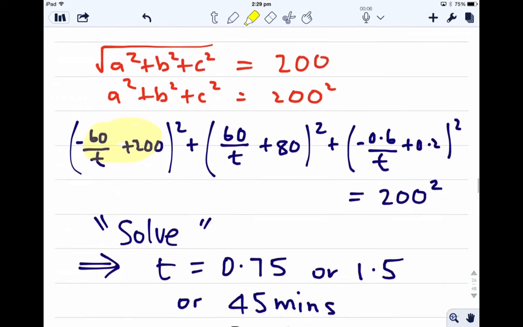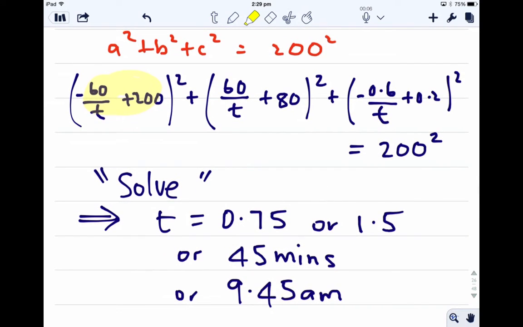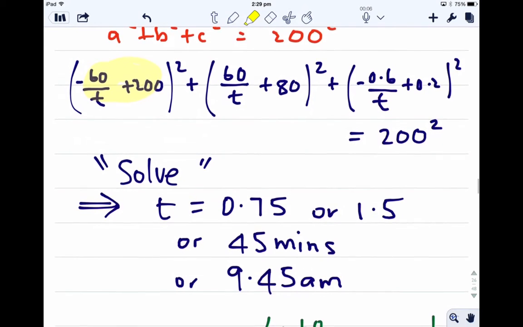Your calculator will tell you the values of t that make that equal to zero: 0.75 or 1.5. So the minimum time here is 0.75, three quarters of an hour, or 9:45 a.m. That's when they're going to intersect.